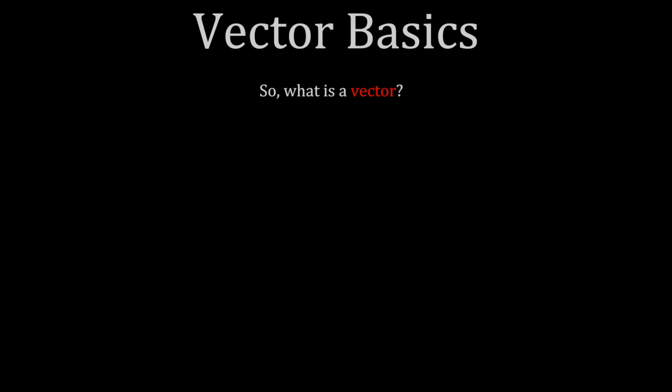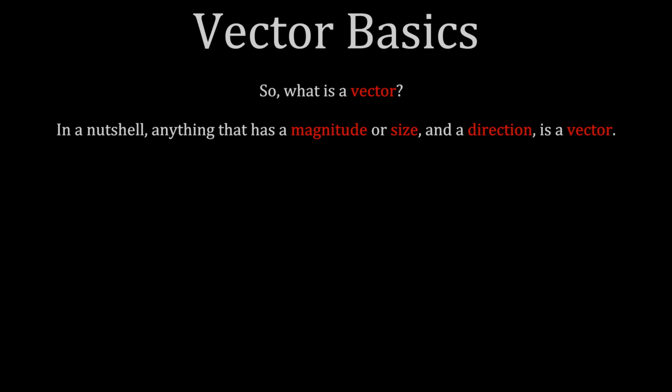So, what is a vector? In a nutshell, anything that has a magnitude or size and a direction is a vector. A quick example would be your velocity while walking to the store. You might be walking down the sidewalk heading east at say 4 kilometers per hour. That has both a magnitude of 4 kilometers per hour and a direction, east.